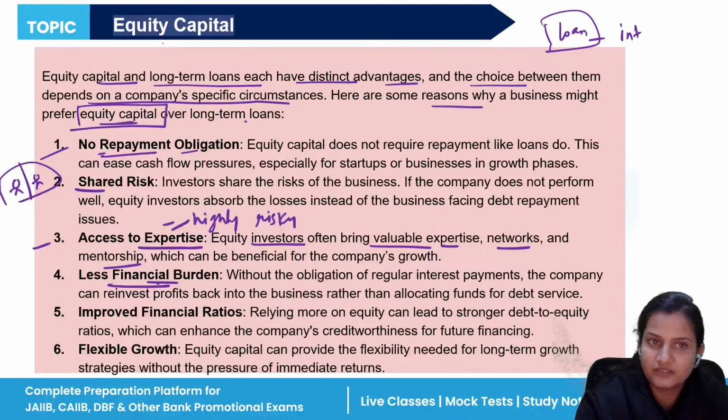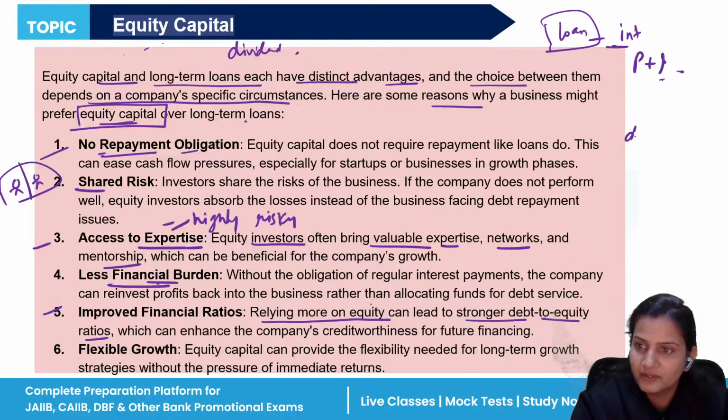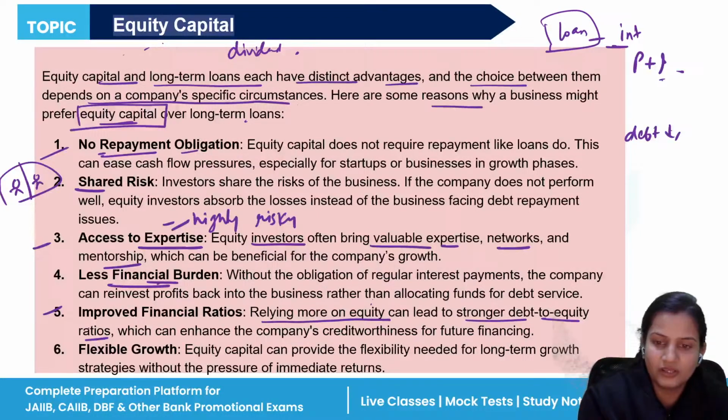The financial burden is less. If you are taking a loan instead of equity capital, you have to pay interest. You have to pay the principal plus the interest amount. Whereas in equity capital, you don't have to pay any kind of interest. Why? Because they are owners of the company. You only have to pay the dividend profit to them. The ratios will be improved: relying more on equity can lead to a stronger debt to equity ratio. So if you rely more on your equity shareholders, then what happens? You will take less debt, and if the debt is less, then the debt to equity ratio will become stronger, and hence it will show the creditworthiness of the company for future financing.